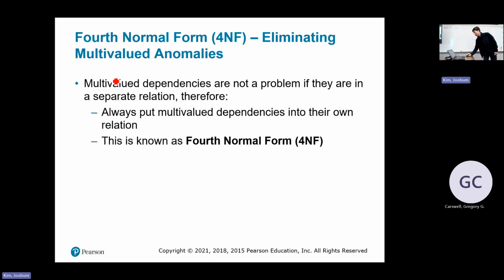In the case of multi-valued dependency, the process to normalize is called the fourth normal form. So first normal form, second, third, BCNF are related to functional dependency, one-to-one matching. But multi-valued dependency relates to the fourth normal form.